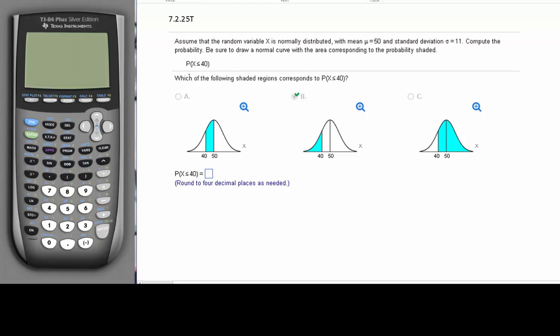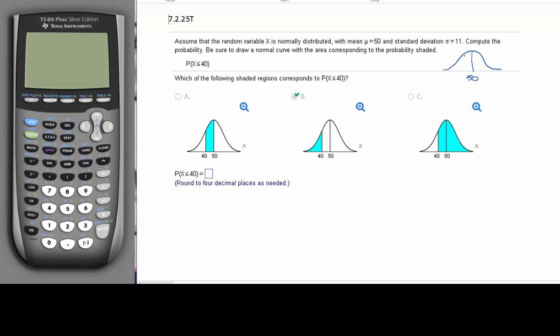So we want to find the probability that x is less than or equal to 40. Whenever we're talking about drawing our normal distribution, pretend that this is a beautiful bell curve. In the middle is going to be your mean, so our mu. So we've got 50 in the middle. And then we have that x is going to be less than or equal to 40.